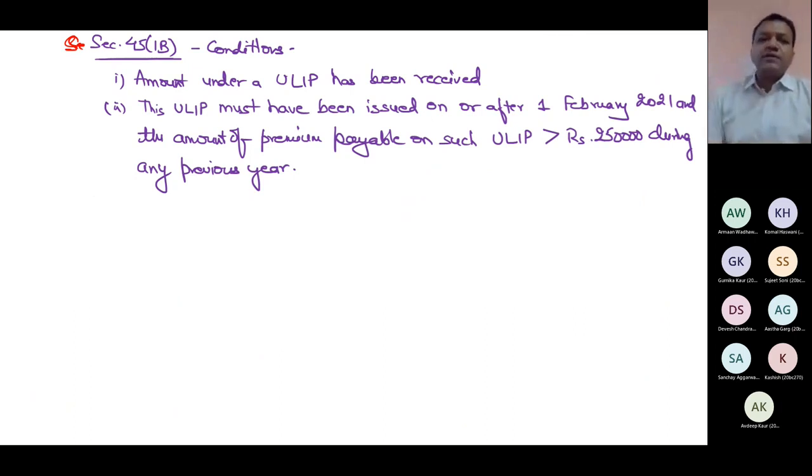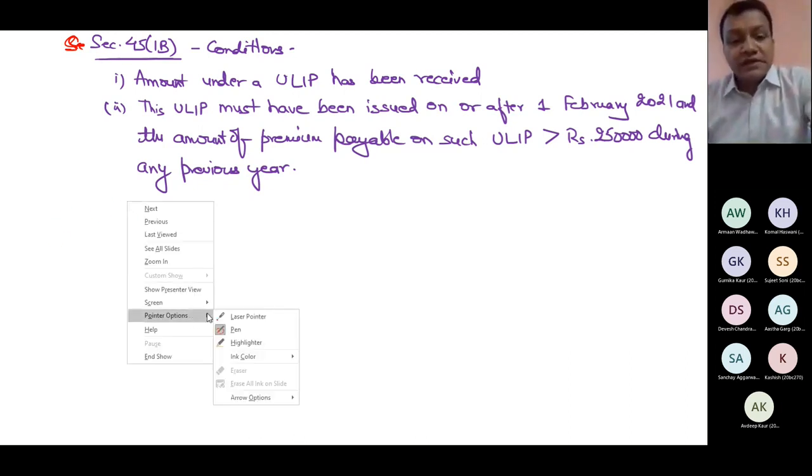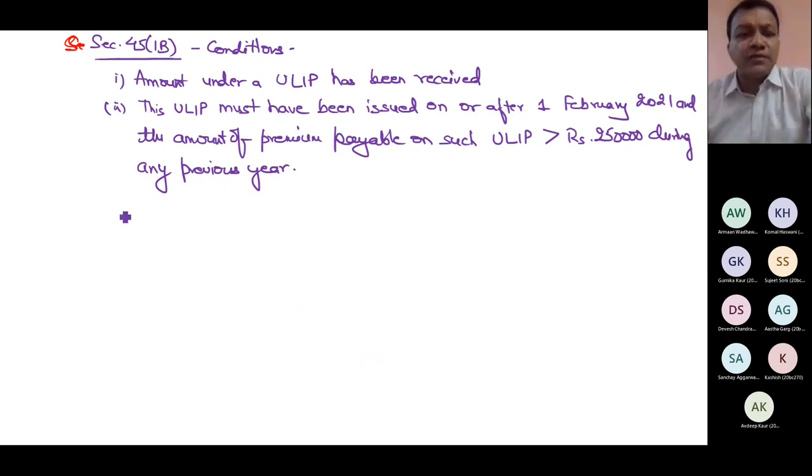That today, if I am investing in a ULIP where the premium payable exceeds 2,50,000, and this ULIP has been issued on or after 1st Feb 2021, and the amount is not given at the time of death, then it is taxable. But even if the premium exceeds 2,50,000, if the amount is given at the time of death, there is no need to compute income under the head capital gains.